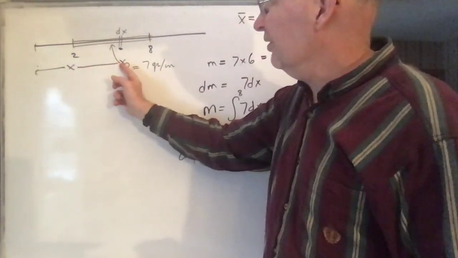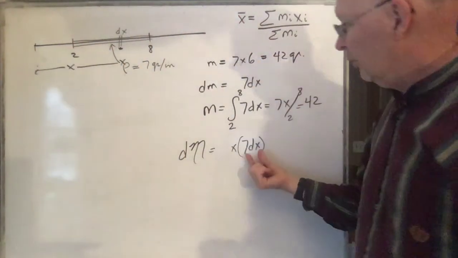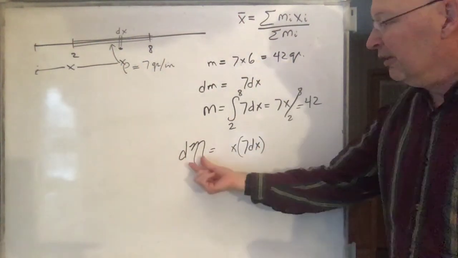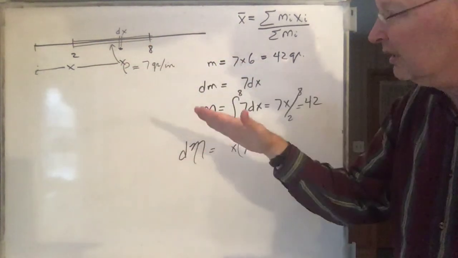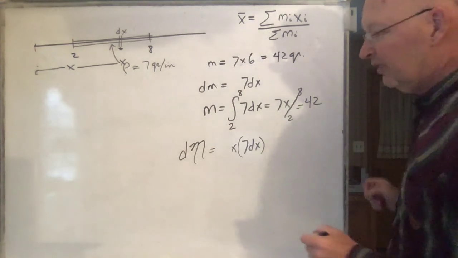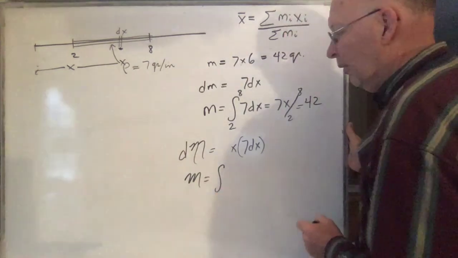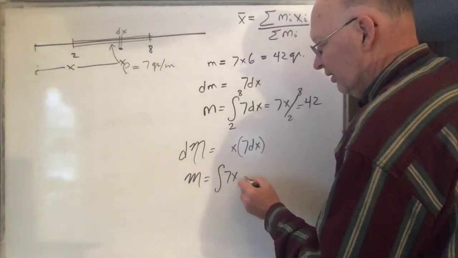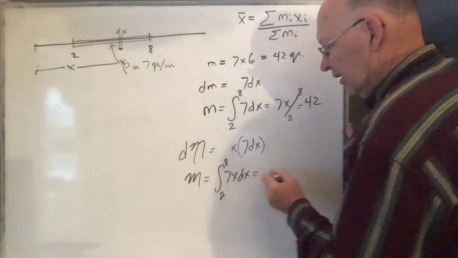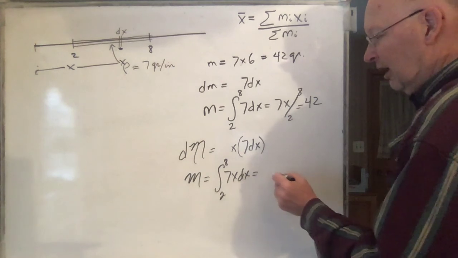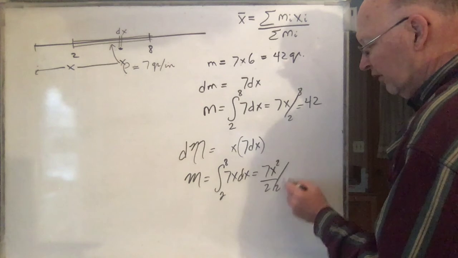So there's the distance. It's at position x. I multiply that by the mass of it, which is this right there, and that's a little tiny moment for that little piece. That's how much that little piece is contributing to the teeter-totter, to the seesaw. And now the total moment is going to be what I get by adding up all those things. So I'm going to get the integral of 7x dx from 2 to 8. And let's see, so what am I going to get here? I'm going to get 7x squared over 2 from 2 to 8.